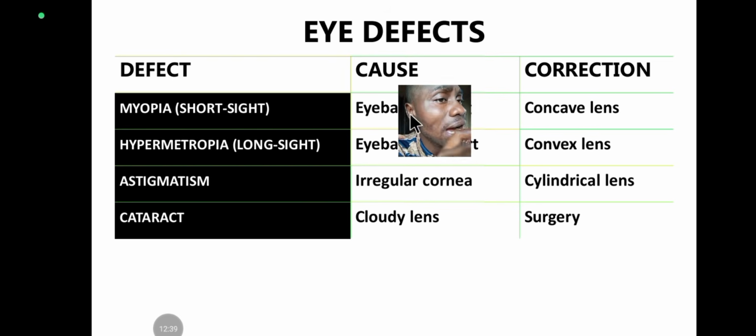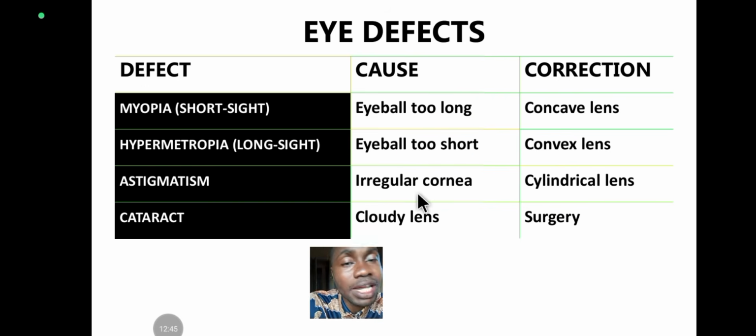Now let's look at the defects of the eyes. Eye defects. I will explain that for you, but let's look at each of them one after the other. The table is divided into 3 columns. On the left side of the table, we have the defect type. While in the middle column, we have the causes of this particular defect. All right. While on the right side of the table, we have the correction of these defects.